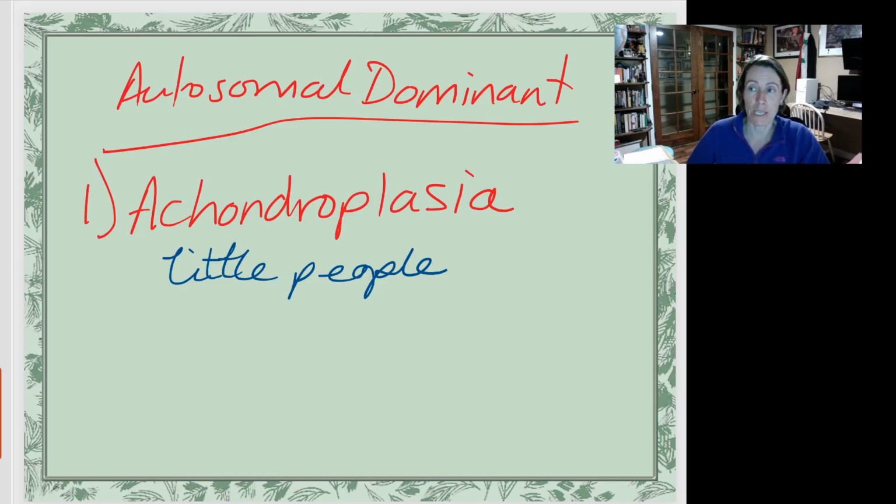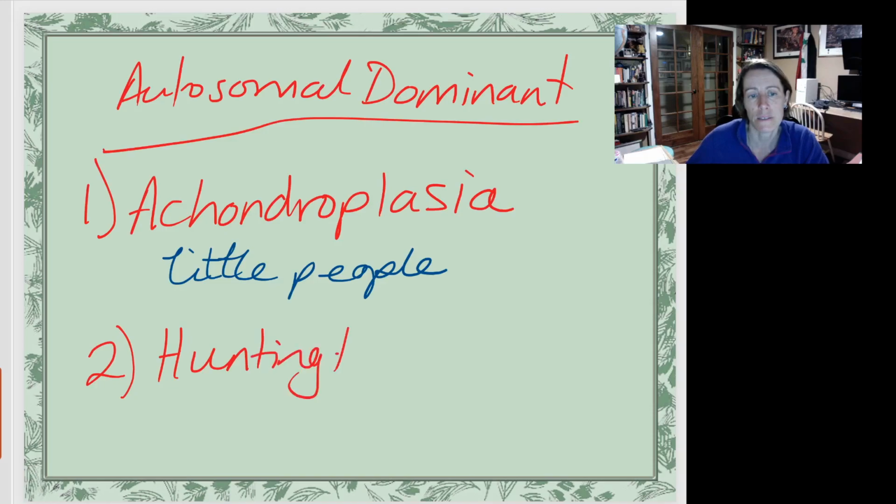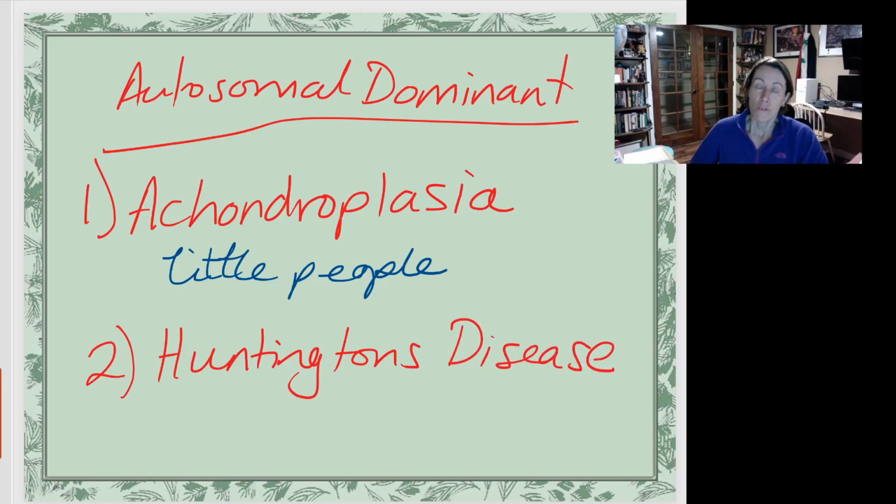This is a disorder that's inherited in a dominant pattern. And then another dominant disorder is Huntington's disease. This is a fatal progressive neurodegeneration. It kind of causes a shaking and a dementia, and it's inherited in a dominant manner. And we'll talk more about these two diseases specifically in class, but these are inherited in an autosomal dominant pattern.